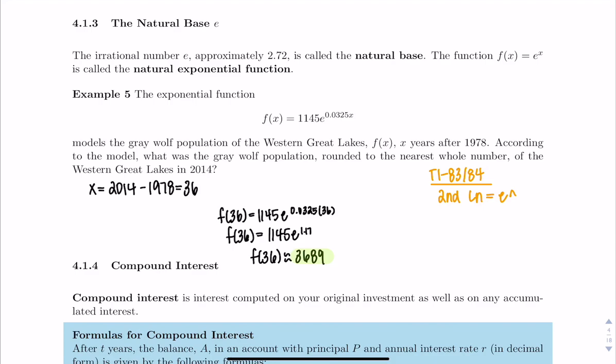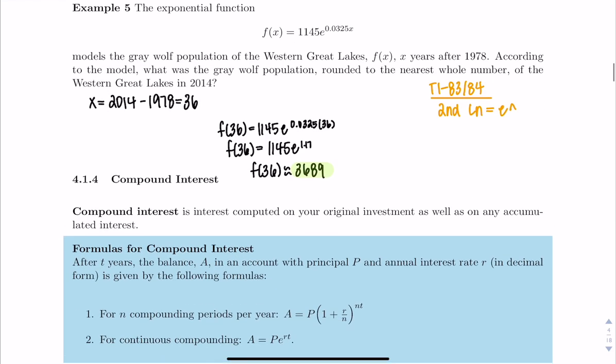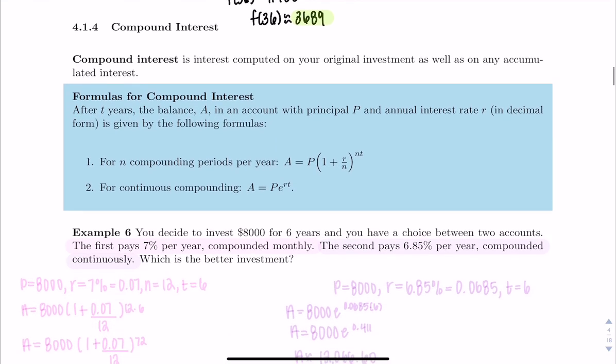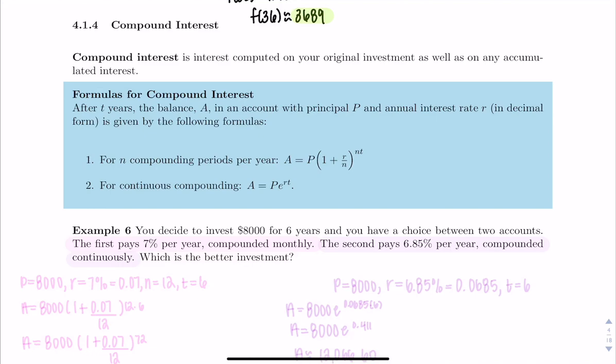And so compound interest is interest computed on your original investment as well as any accumulated interest. So the formulas for compound interest: after T years, the balance A in an account with principal P and annual interest rate R in decimal form is given by the following formulas. For n compounding periods per year, we get A equals P times 1 plus R over n to the nt. And for continuous compounding, we get A equals P E raised to the RT.